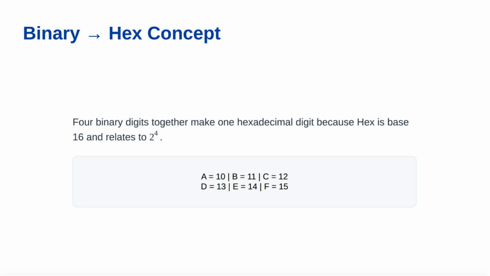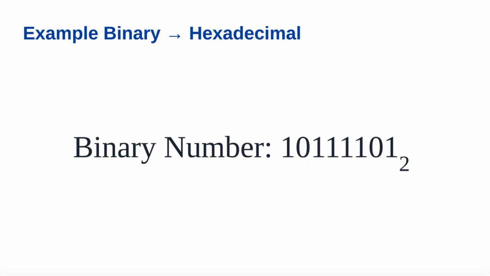For binary to hexadecimal conversion, 4 binary digits together make 1 hexadecimal digit, because hex is base 16 and relates to 2 to the 4th. Remember, A equals 10, B equals 11, C equals 12, D equals 13, E equals 14, and F equals 15. Now let's convert 10111101 base 2 into hexadecimal.